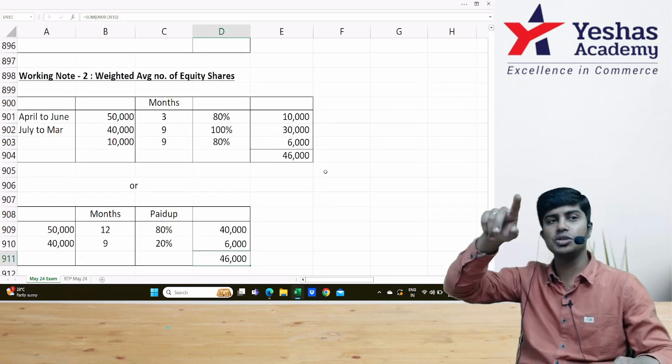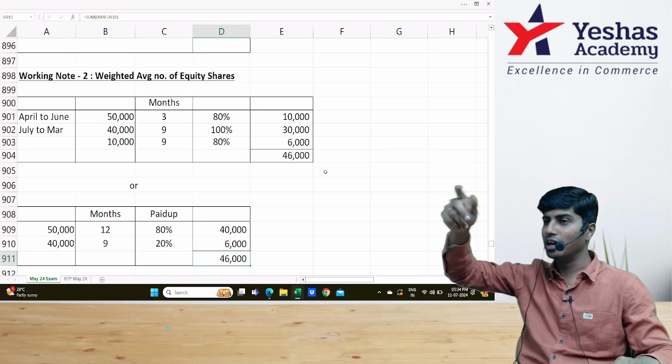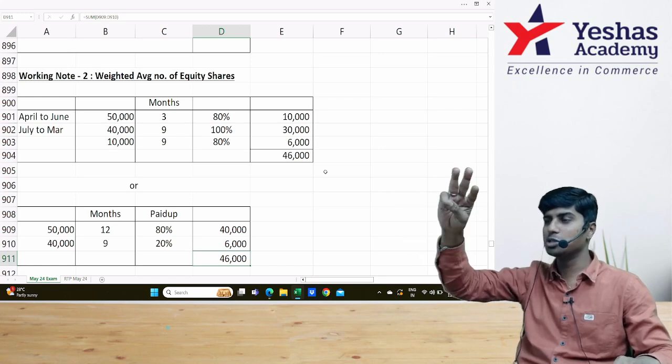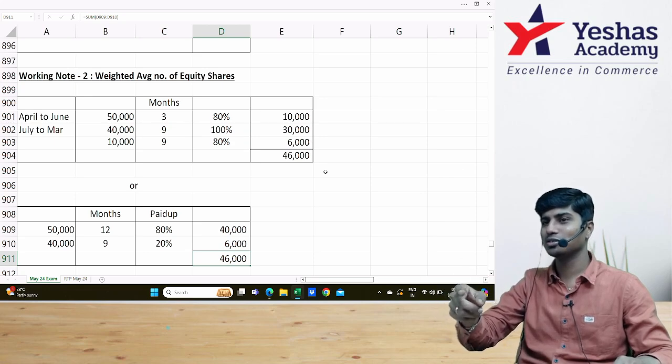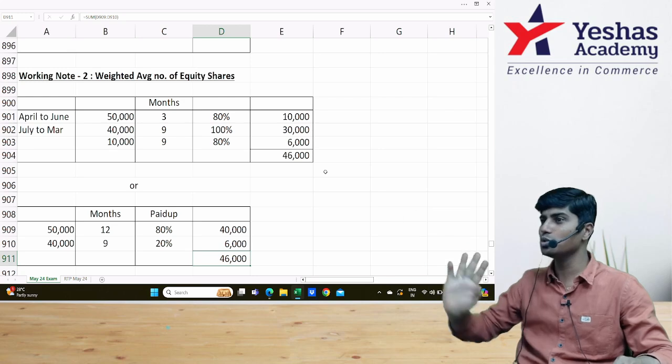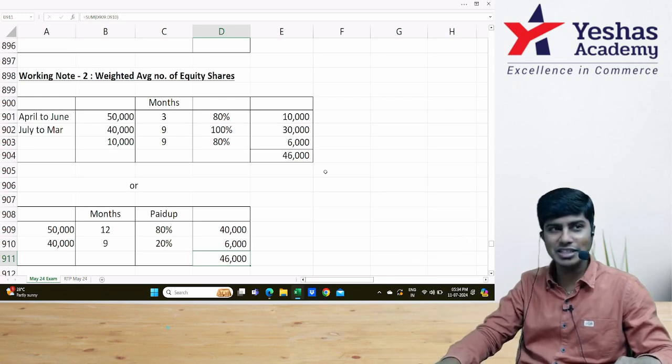Or you can take 50,000 shares into 12 by 12 into 100% for full period and then deduct that 3 months portion for 40,000 shares and 12 months portion for 10,000 shares. That you also will get. But one of these two is highly recommended. First one is better. Did you understand the first one?